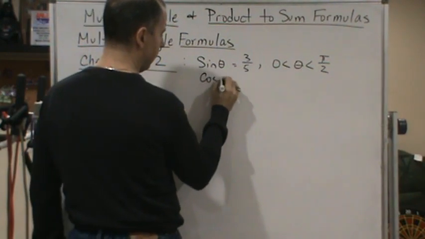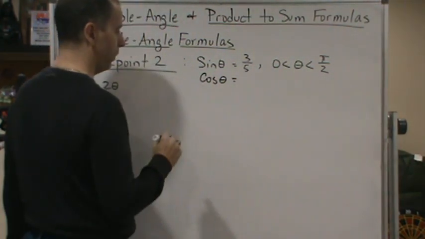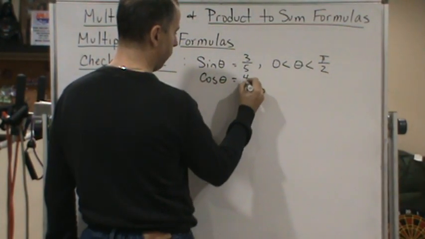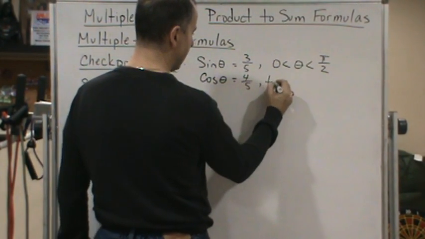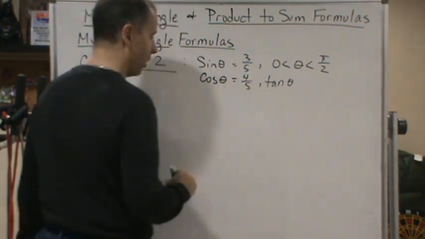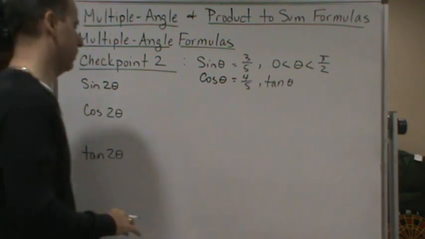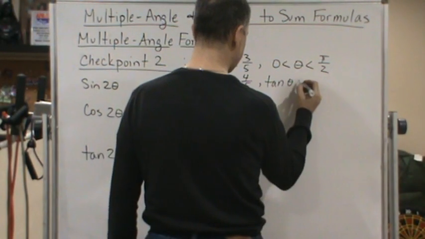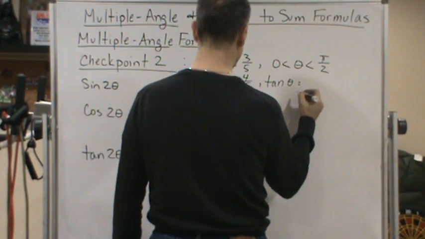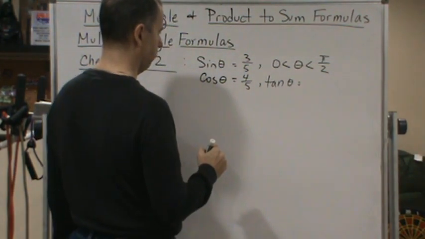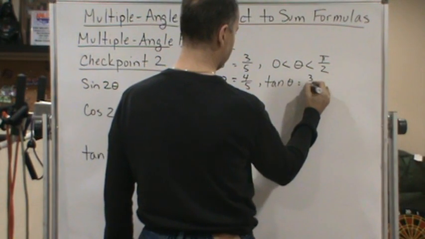So cosine of theta then is what? If we're in the first quadrant, cosine is positive, so this is going to be 4/5, and then tangent theta is also positive. All the trigonometric functions are positive in the first quadrant. So tangent is going to be 3/4.